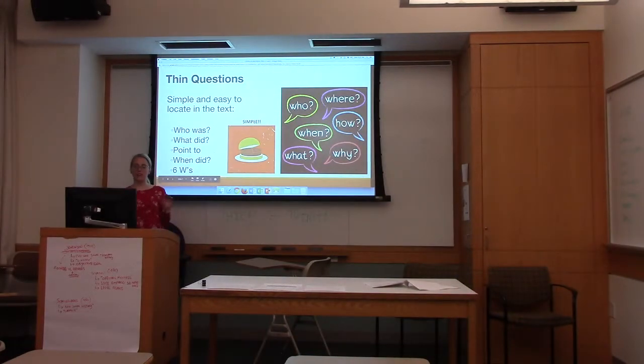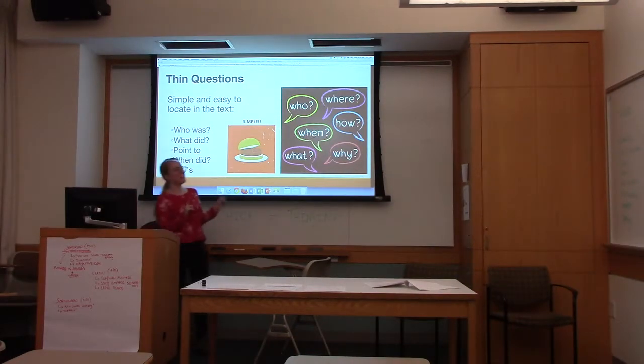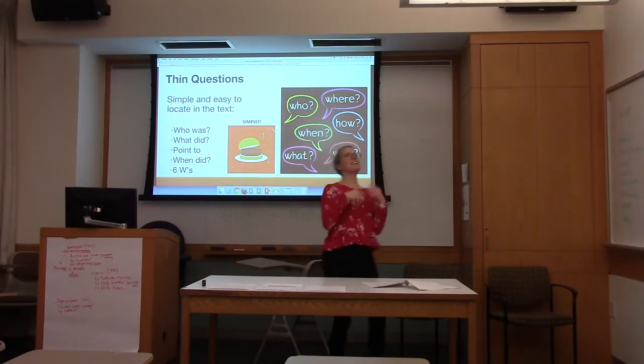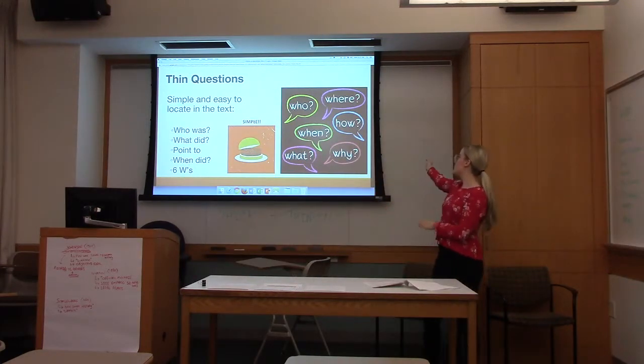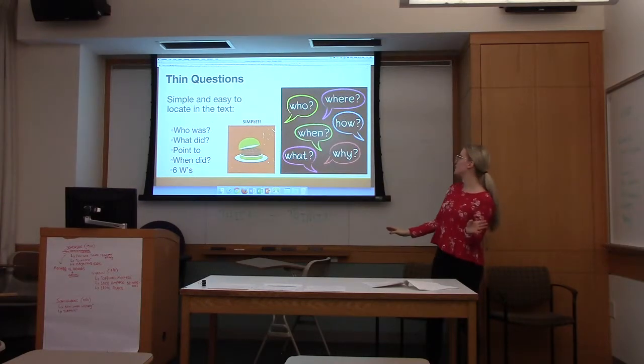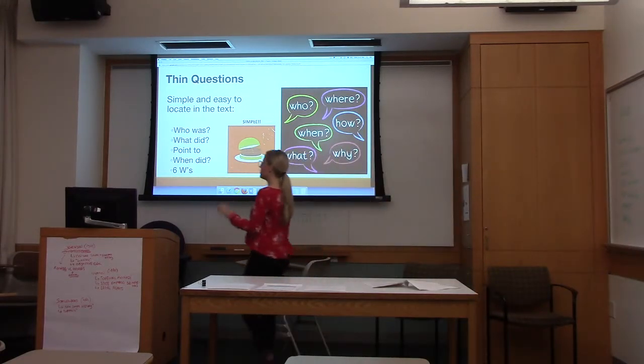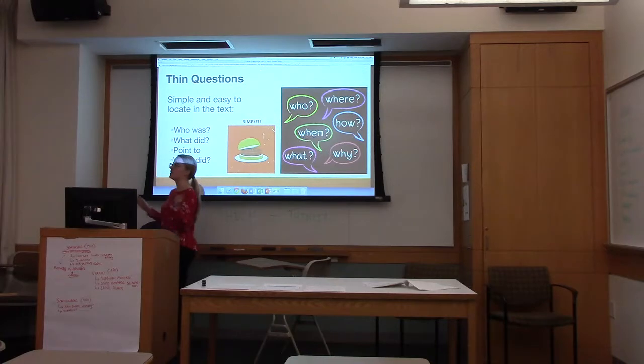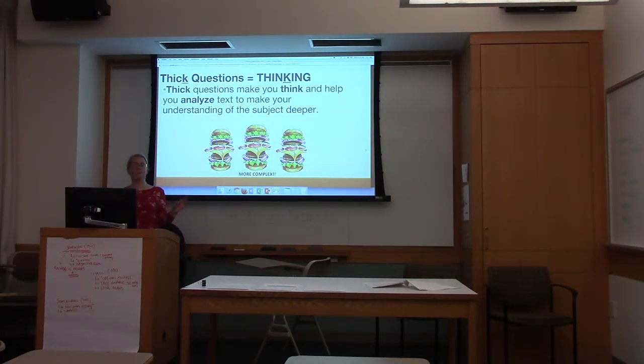So a little analogy I wanted to come up with was the burger. So when you're thinking about a thin question, on top of the who, what, when, where that you're finding in the text, you can point to this and it's simple. So it's like a little burger patty, and you can think of it that way, where there's nothing really on it, and it's right there in front of you, and it's simple. And then for thick questions, they make you think and make your understanding of the subject deeper, and they're more complex.